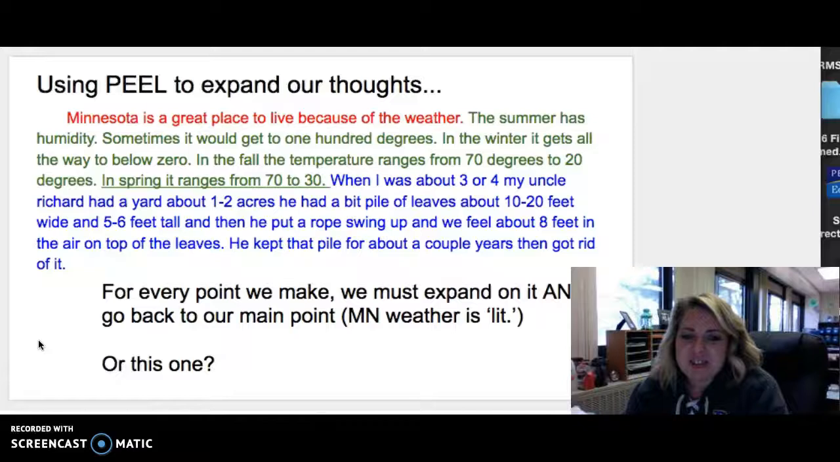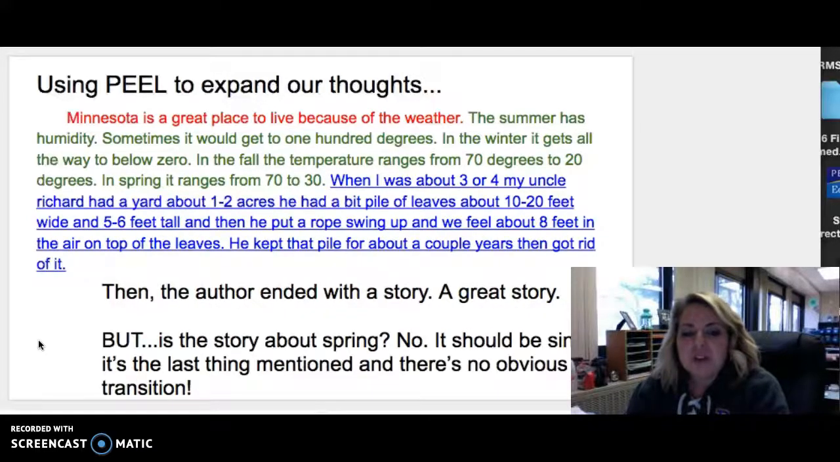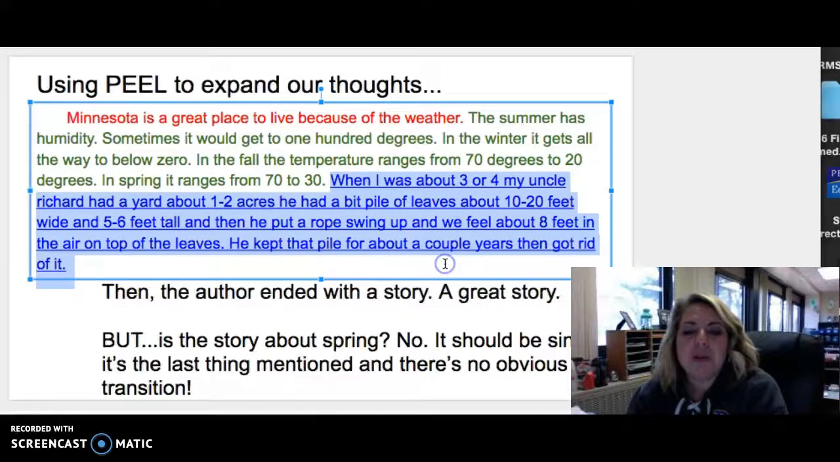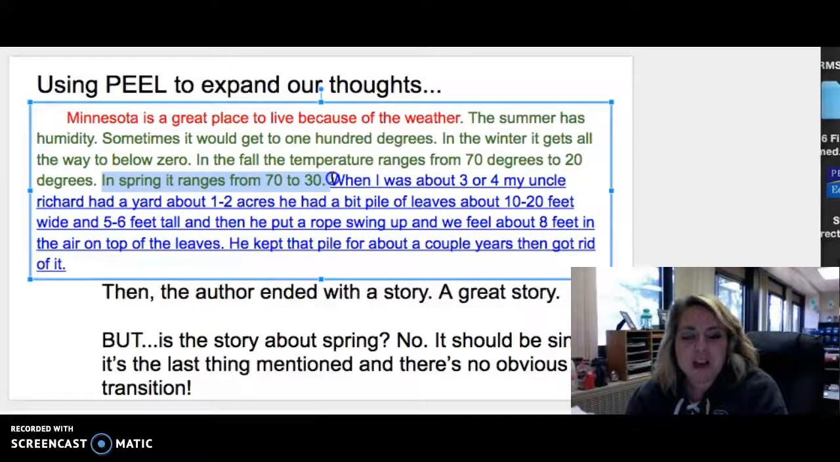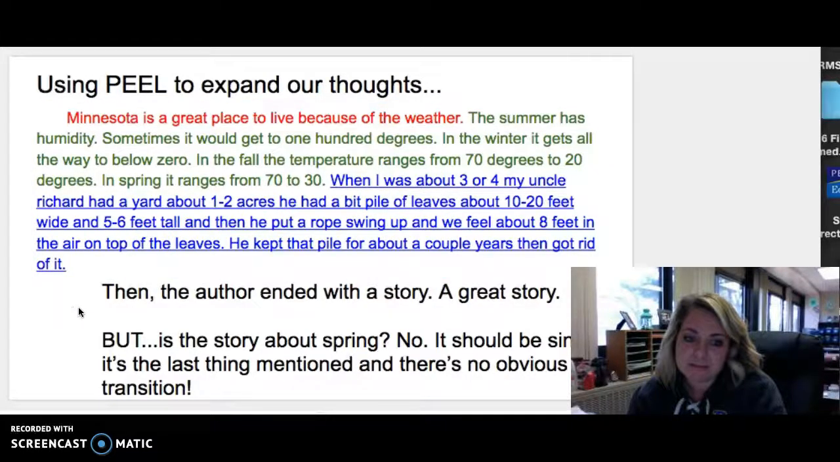In the spring, it ranges from 70 to 30. That's all he says about spring. I mean, it's just this weird list of unorganized sort of facts. So at the end, he has this really great attempt to tell a little bit of a story, and I really like this story, but you know, it's not about spring. And that's weird because he just mentioned spring. And then to lead into the story about piles of leaves that usually signifies fall. So I feel like the story is in the wrong place.